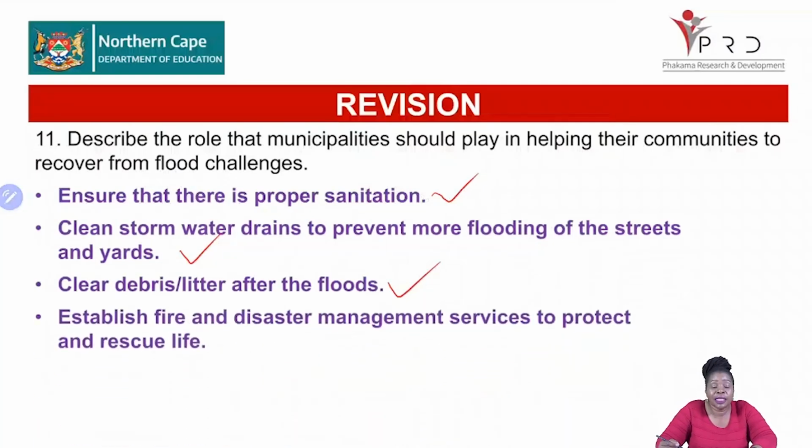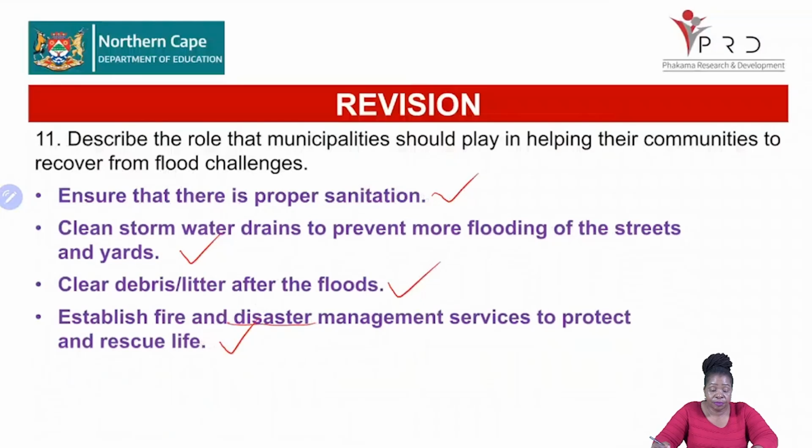And also establish fire and disaster management services to protect and rescue lives. So ambulances and firefighters should be on standby so that they can rescue the lives of people.